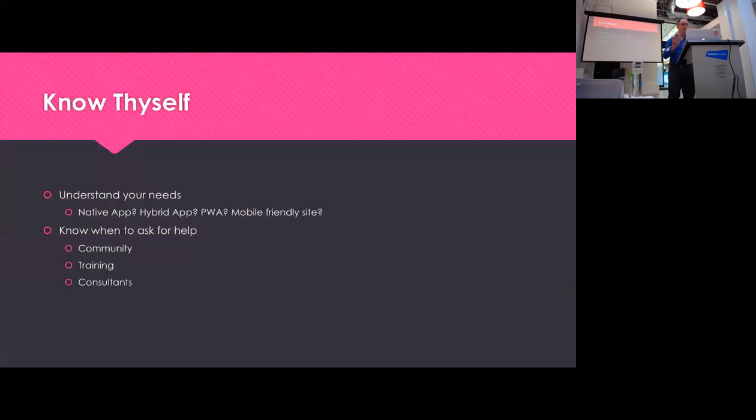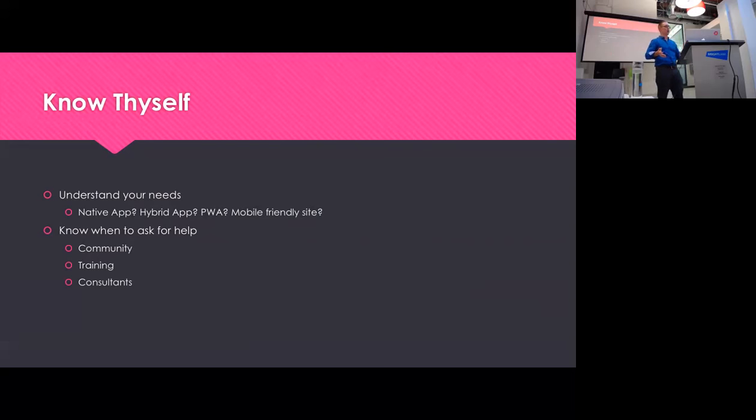So I say, know thyself. Really make sure you understand your needs. There's the whole app spectrum, if you've ever heard of that, where on one side you've got native app, on the other side you've got a mobile friendly site. There's some areas in between. So you've got a hybrid app, a REST web app, a mobile friendly site and a responsive site. So you want to make sure you're targeting the right thing. You don't want to build an app when a responsive site would do.